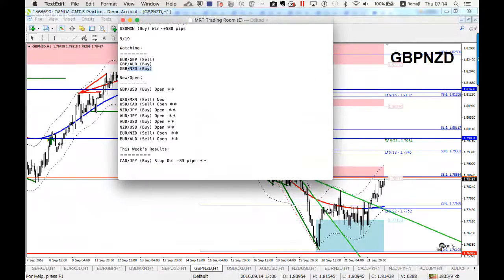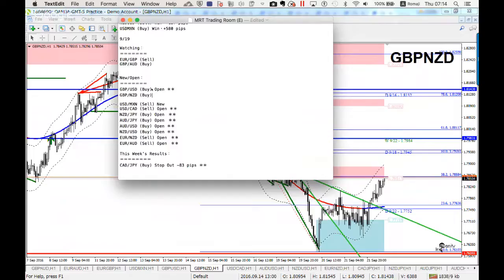This was a signal trade. I did send it out as soon as I took it, as I always try to do. And it's open.